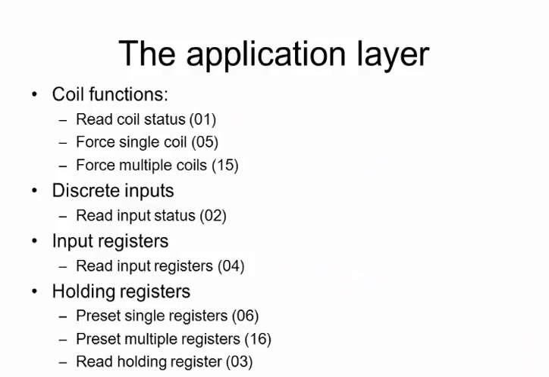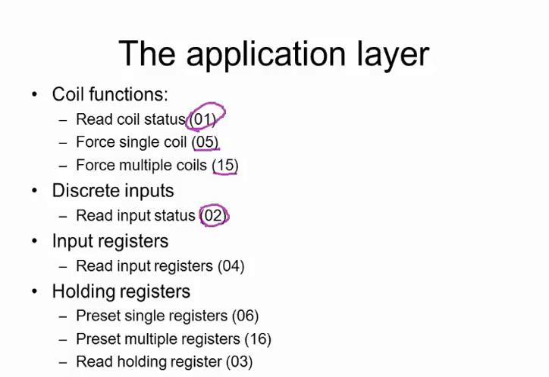So at the application layer, what are the functions we can do? It's pretty simple. We can read the status of our output. We can turn it on. We can tell it to change state. We can tell a whole bunch of them to change into whichever state we want. We can feed it zeros and ones and change a whole bunch of outputs at the same time. We can read the input. You can't do anything else with it. You can just read it.